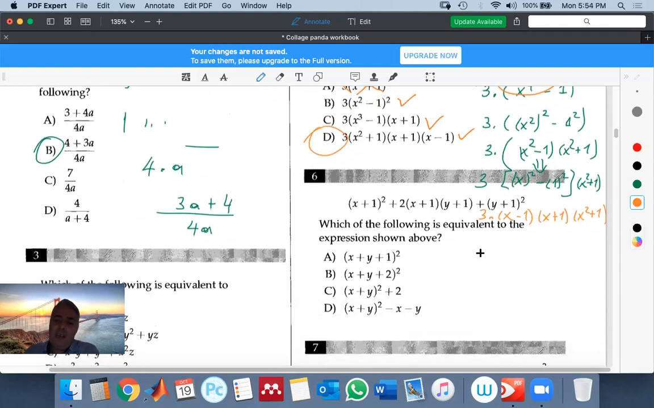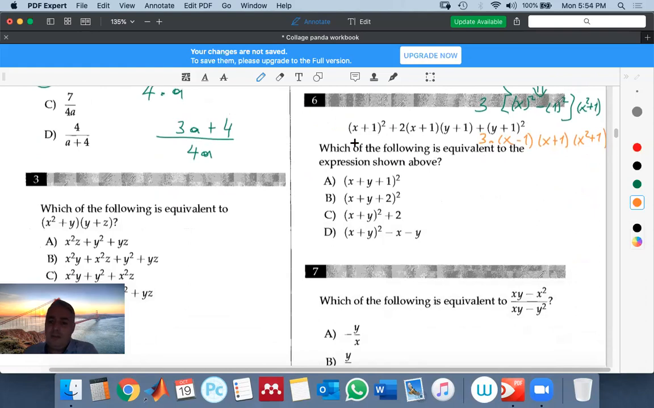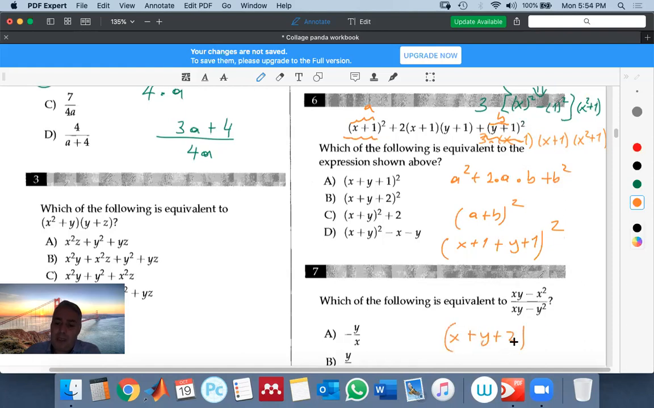Okay, question number 6. For example, question number 6. Look, if you call x plus 1 a, y plus 1 b, you have a squared plus 2 times a times b plus b squared. And what is this? We know a plus b parenthesis square. So what will be then? X plus 1, which is a, plus b, which is this, parenthesis square. So this will be x plus y plus 2 parenthesis square. So this is alternative b.